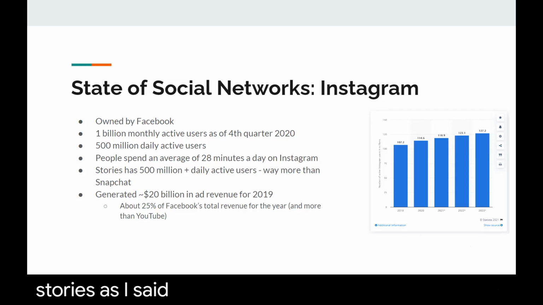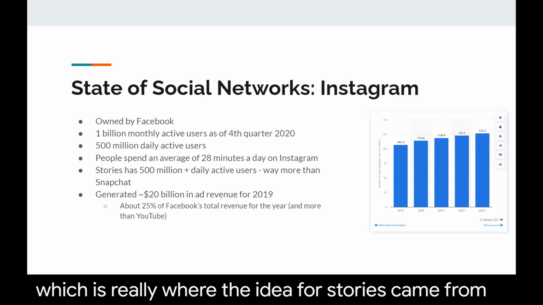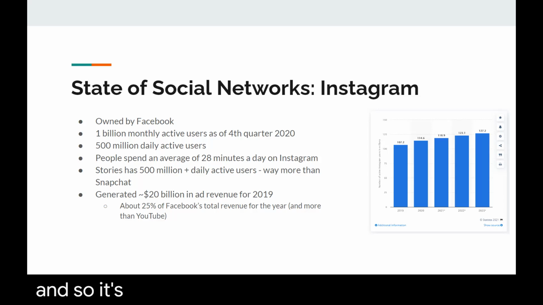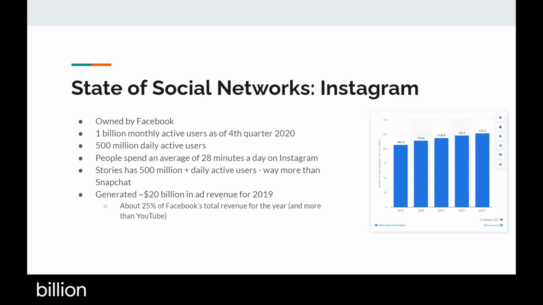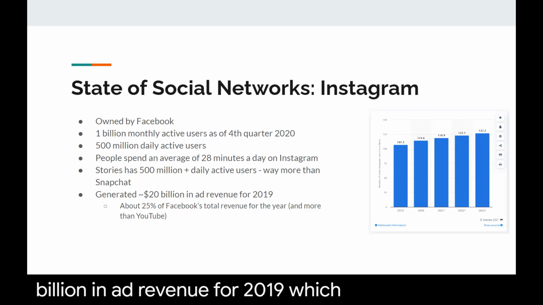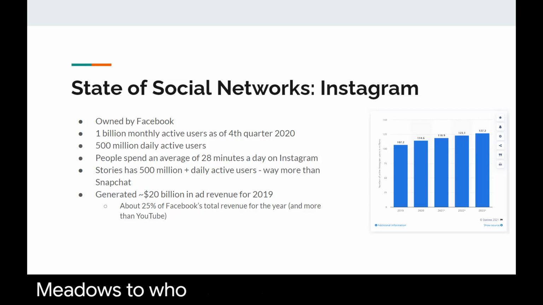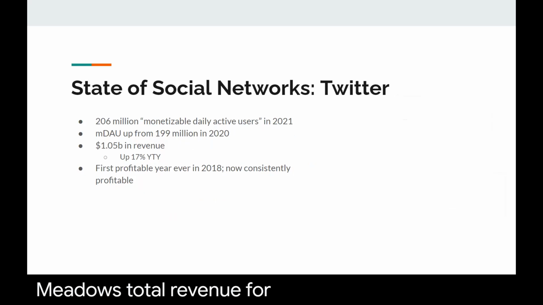Stories, as I said, has 500 million plus daily active users, which is way more than Snapchat, which is really where the idea for Stories came from. And so it's one of the strongest features of the Instagram platform. Instagram generated about 20 billion in ad revenue for 2019, which is 25% of Meta's total revenue for 2019.